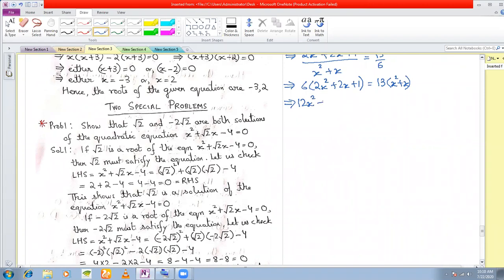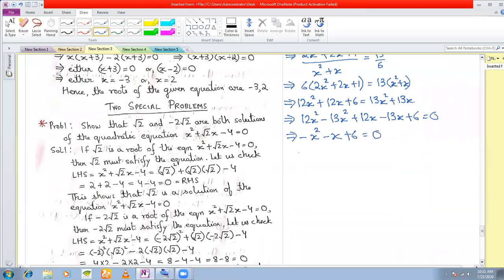12x square plus 12x plus 6 is equal to 13x square plus 13x. Now you make the right hand side 0. 12x square minus 13x square plus 12x minus 13x plus 6 is equal to 0. Minus x square minus x plus 6. Now you can factorize directly, or you can take the minus common. Minus with an x square does not look good in a quadratic equation. You can work with this also, no problem.